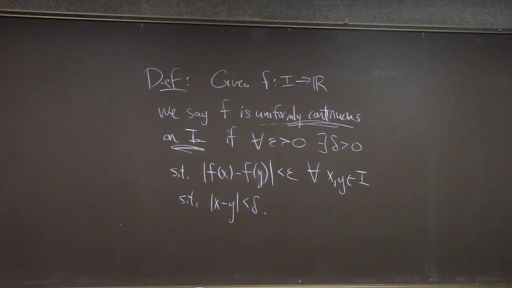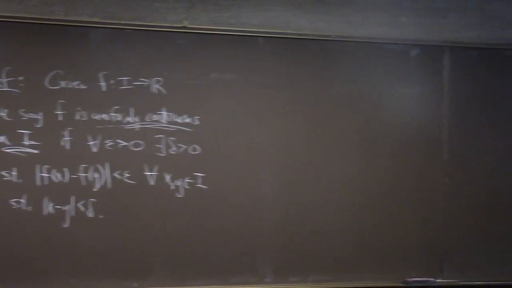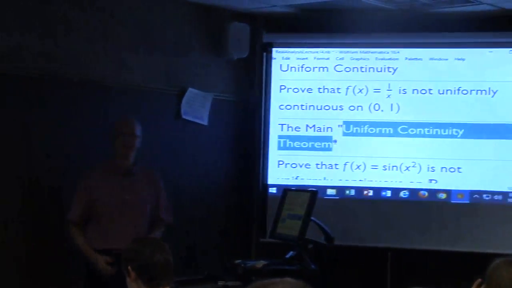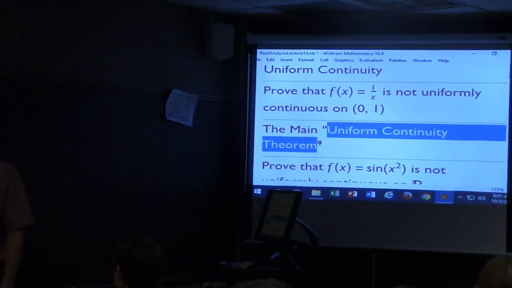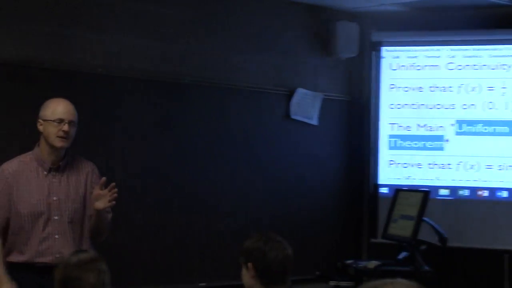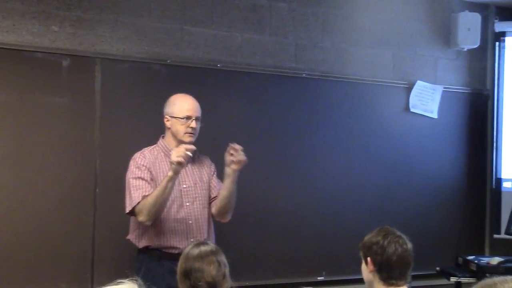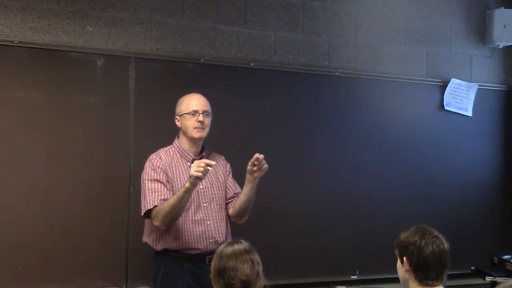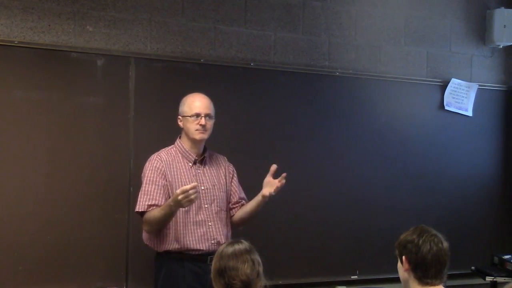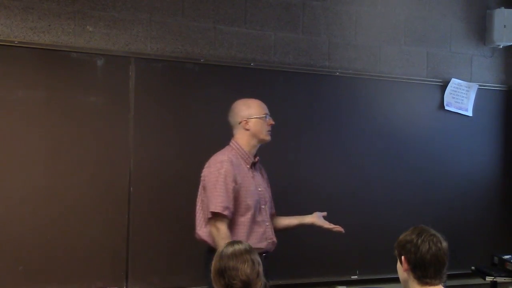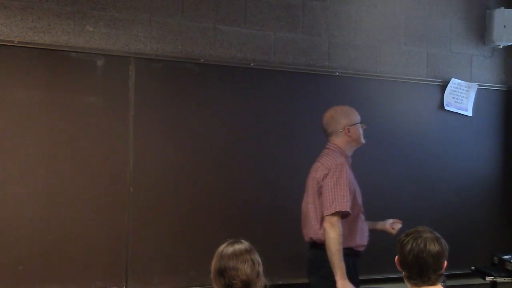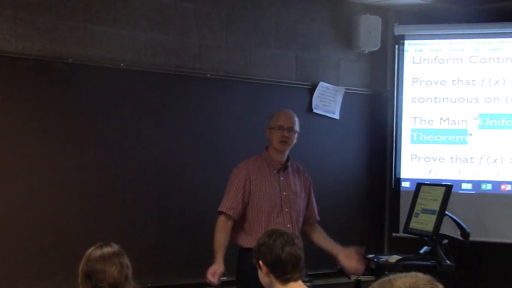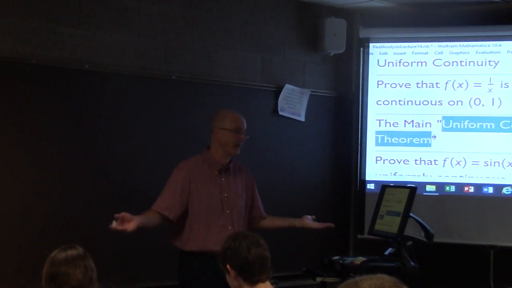Our uniform continuity theorem, the most fundamental fact about uniform continuity, is that if you've got a function that's continuous on a closed and bounded interval, including the endpoints, then it will be uniformly continuous on that same closed and bounded interval. That's the most basic fact to know about uniform continuity. You should be able to prove that. Linear functions turn out to be uniformly continuous over any interval.